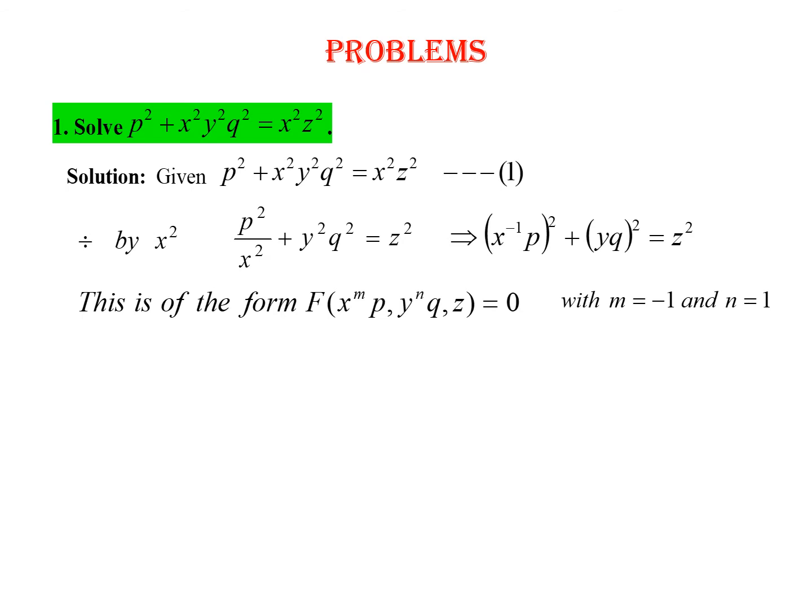So in x to the power of something into p, that power is minus 1. That is why we have m equal to minus 1 here. Similarly, y power something into q: we have y power 1 into q, so n equal to 1 here. Don't look at the overall power, whether it is square, power 3 or power 4, it may be anything, because it is a function of x^m p and y^n q. Whatever power of x is attached to p, that we take as m, similarly n.